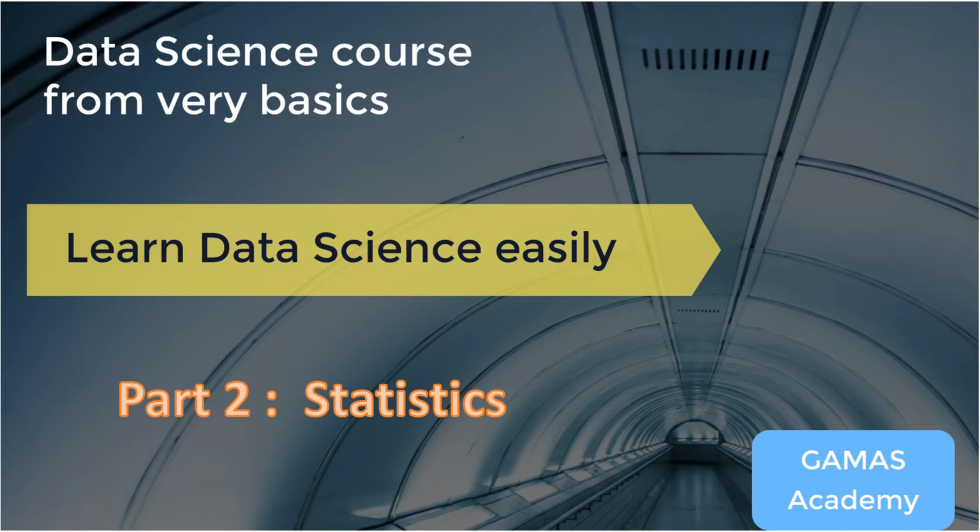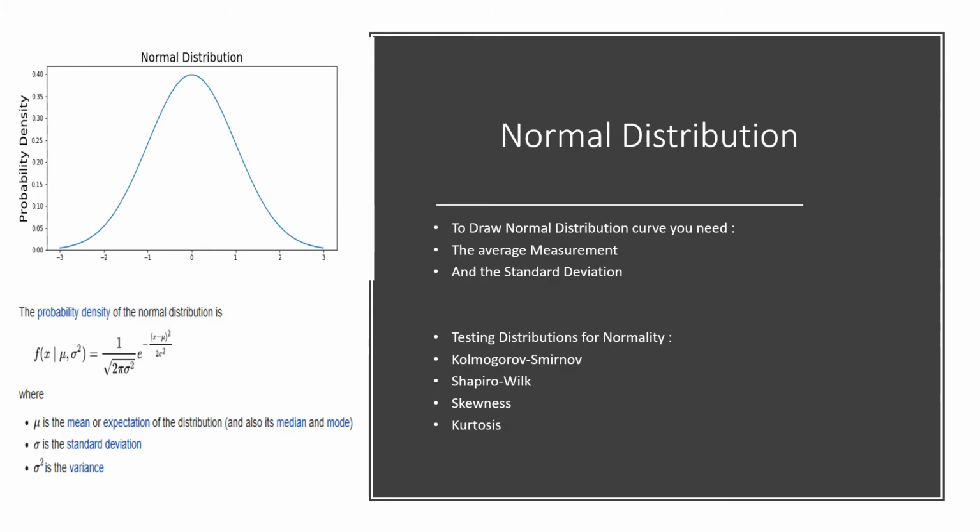We are in the series of statistics courses. So today we are going to learn another topic of statistics which is very important, and that is normal distribution. We discussed the probability distribution. If we draw a probability distribution and my curve looks like this, that is known as normal distribution.